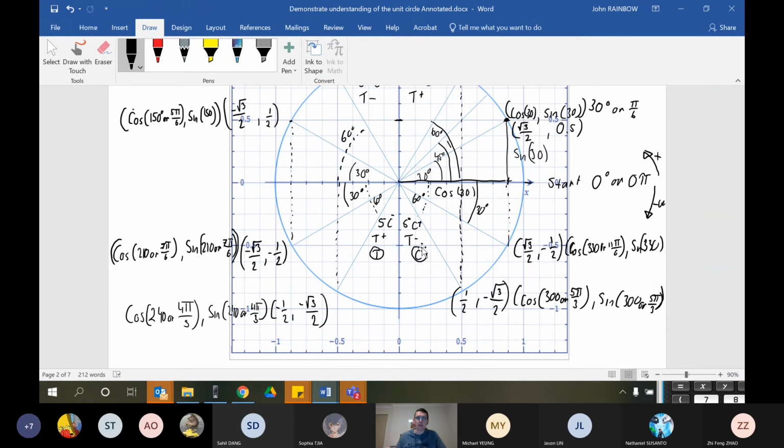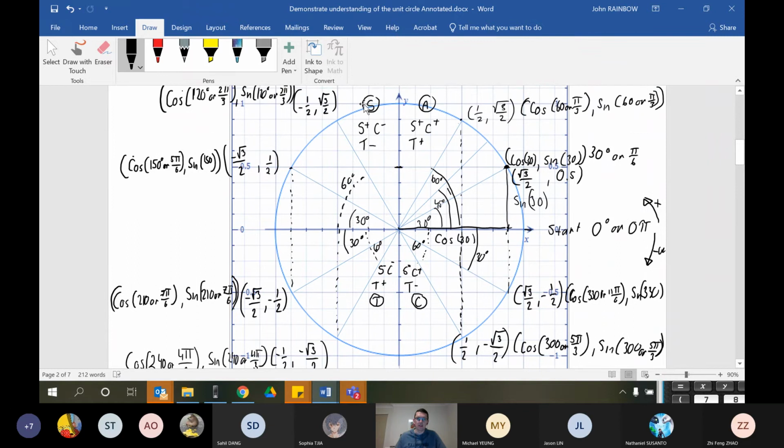And some of you may realize this is how we come up with a thing called SACT, S-A-C-T. Sine's positive here, all are positive there. Cos is positive here, only tan's positive there. Some people remember this as a little thing just to remember what is positive, what isn't.